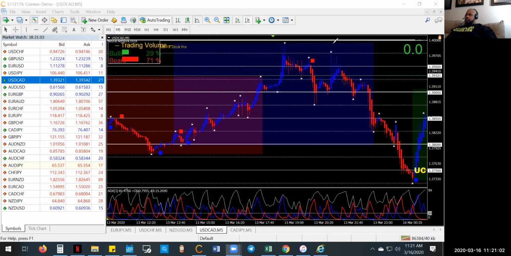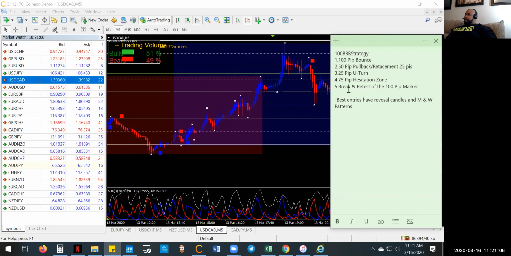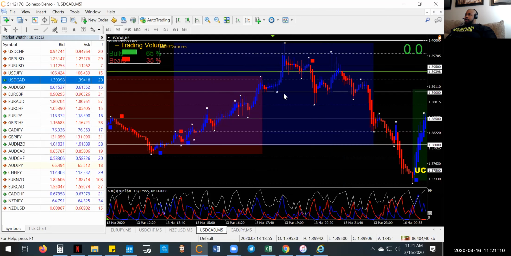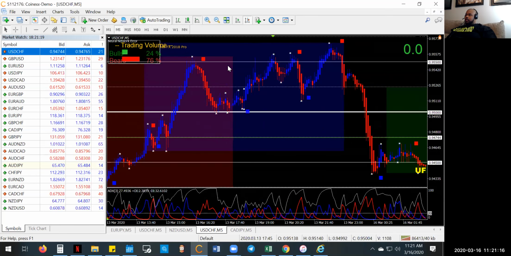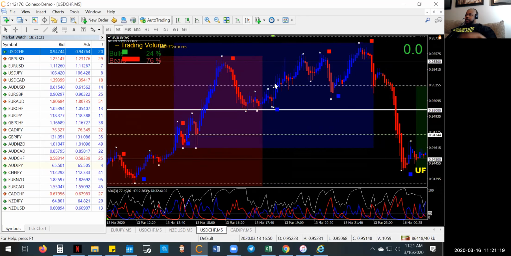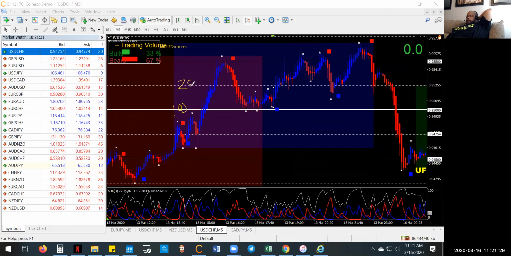All right, the break and the retest. That's what's left, right? Break and retest of the 100 pip mark. I know this happened to you, Chef, not that long ago. All right, here we go. Perfect. So this is actually 2. 100, 25, 50.